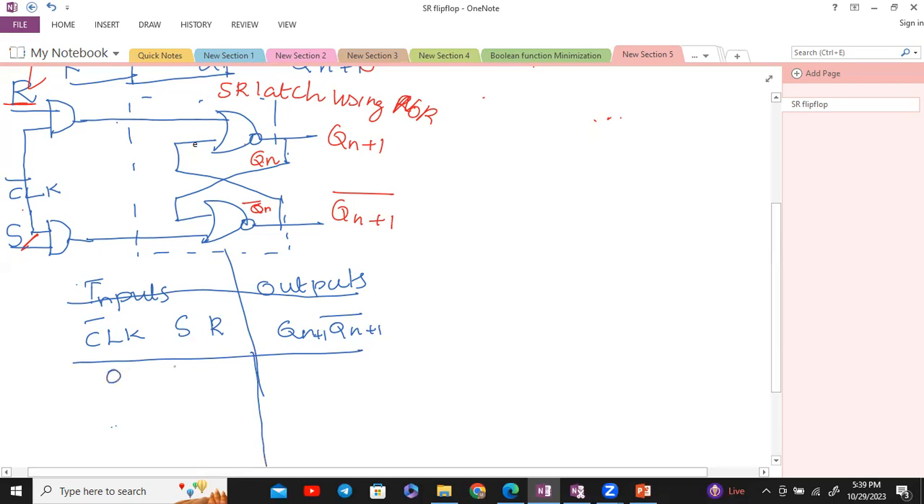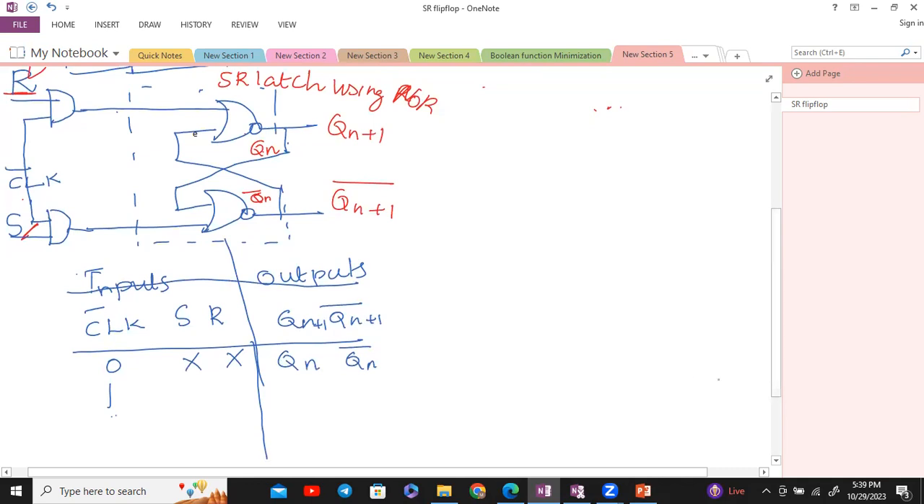First, consider the clock to be 0. Whatever may be the input to S and R, your output should be the present state, Qn and Qn bar. Now you give the clock signal as 1. For clock equal to 1, how many conditions do we have for the 2-bit combination? We have 4 inputs: 00, 01, 10, 11, with clock input 1.